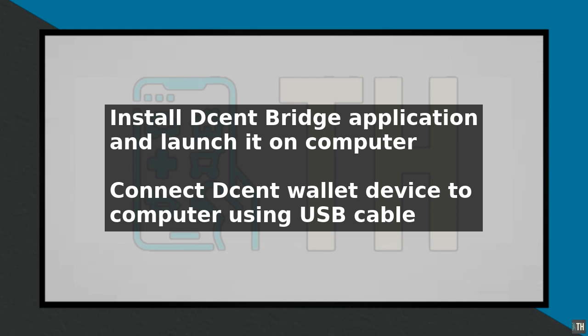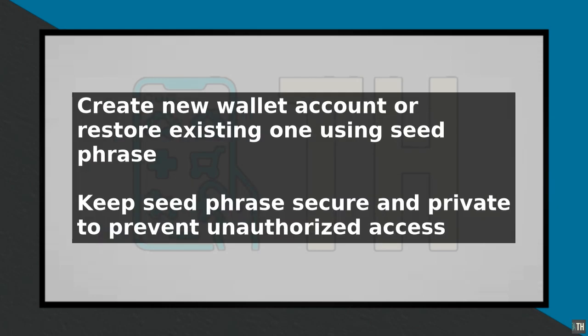To connect the Dcent wallet to the blockchain network, select the desired blockchain from the list of available options. The Dcent wallet supports multiple blockchain networks, including Ethereum and Bitcoin. Once you have selected the blockchain, the Dcent Bridge application will establish a connection and synchronize your wallet with the network. After the synchronization is complete, you can view your wallet balance and transaction history.